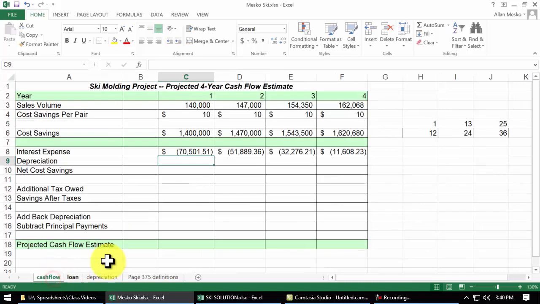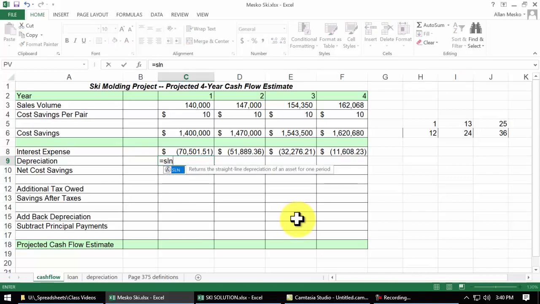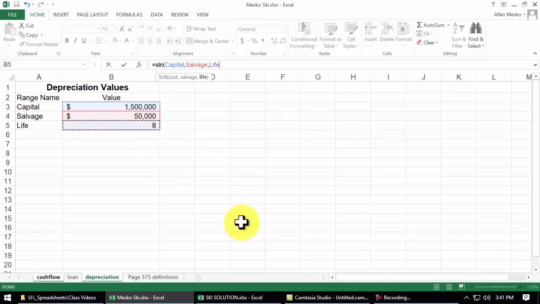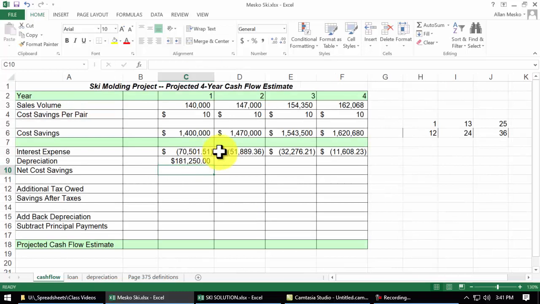So if we go back to the cash flow sheet, we want the depreciation using the straight line method. The straight line method is SLN. It says that returns the straight line, S for straight, LN for line, depreciation of an asset for one period. The first thing it wants is the cost. Well, the cost is right over here, isn't it, under capital? And the next thing it wants is salvage, which is this number. And the next thing it wants is what's the life of that machine in years? That's the life. And it goes back to our original sheet and it says that's your depreciation.